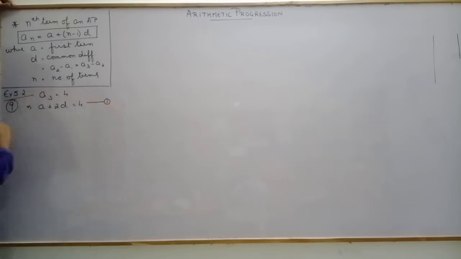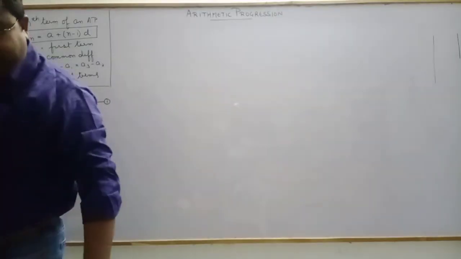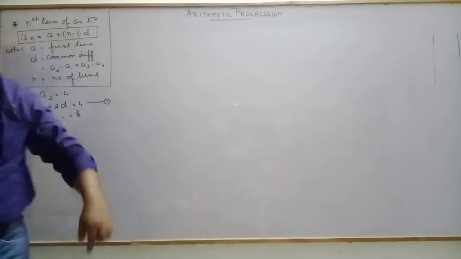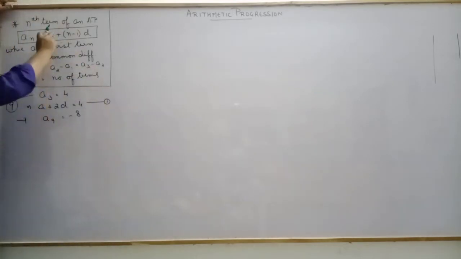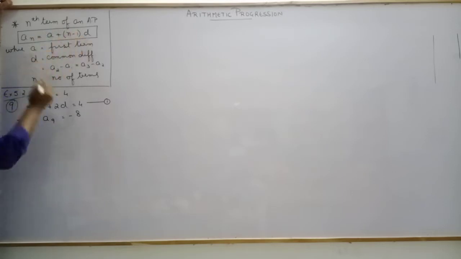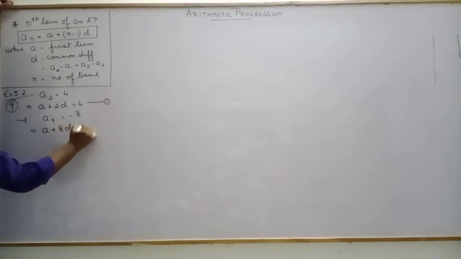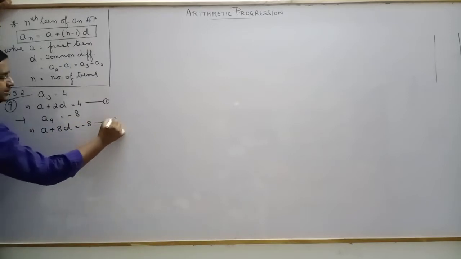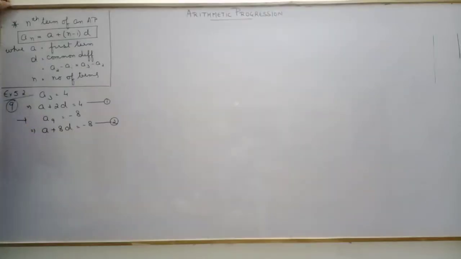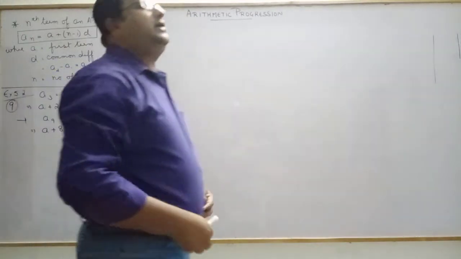Equation number first. And the ninth term is minus 8. Clearly mentioned, the ninth term is minus 8. So how do we write the ninth term? Same again, A9 is equal to a plus 9 minus 1. 9 minus 1 is 8d. a plus 8d is equal to minus 8. Equation number second. Can we solve both these equations? Both of them are linear equations in two variables.